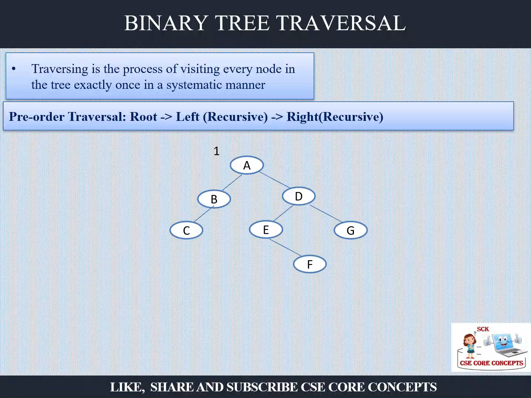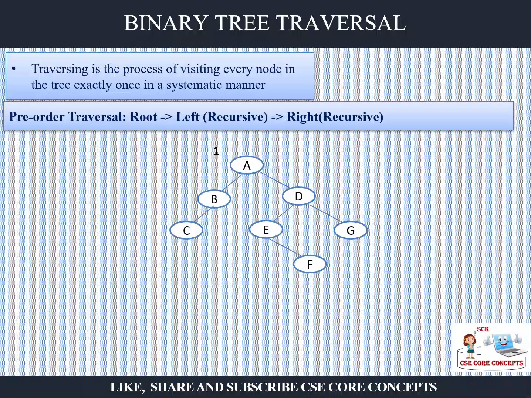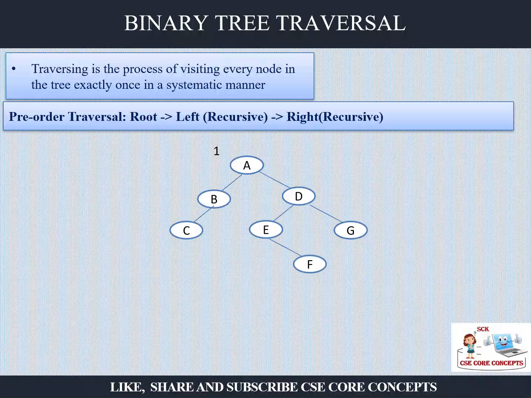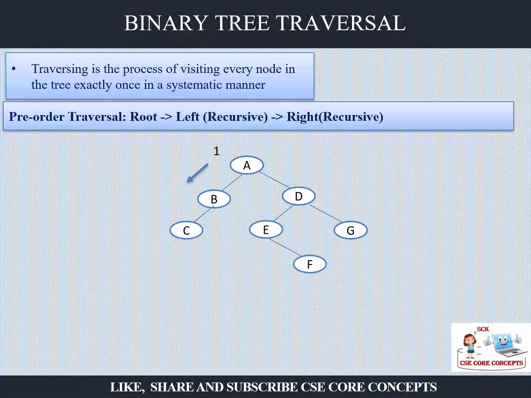So let us consider this tree, that is A, B, C, with a left and a right. Say, for example, I want to perform a pre-order traversal of this tree. Since it is pre-order, the root is at the beginning, so the first element is A. Then I will go to the left hand side, where the subtree B is there.